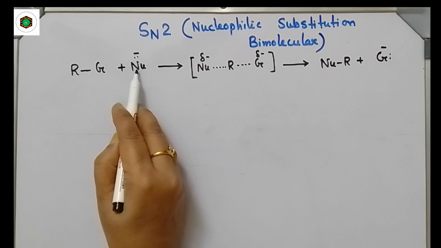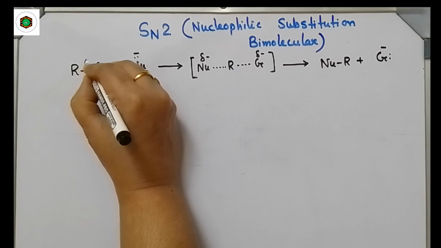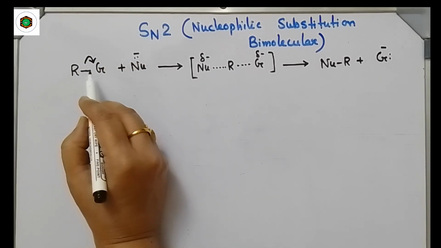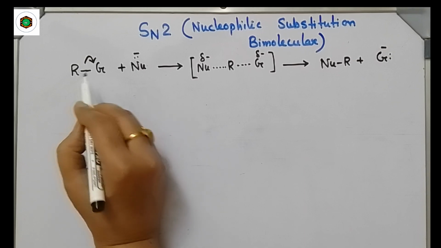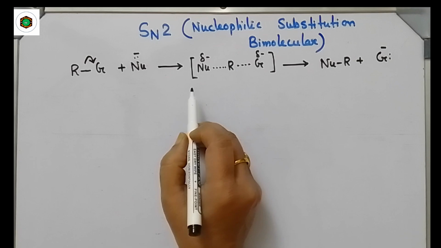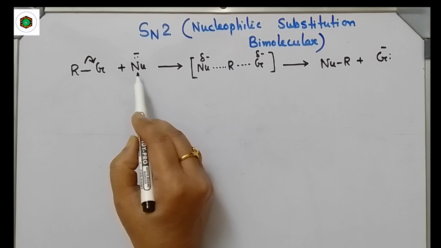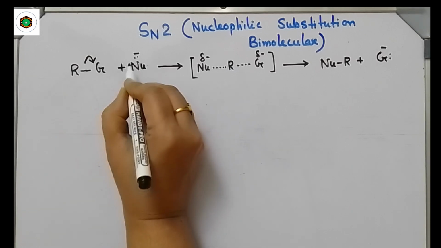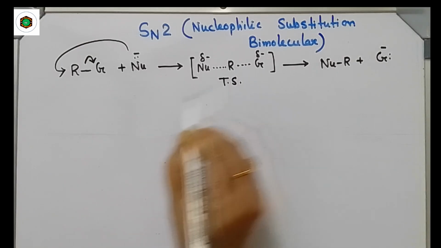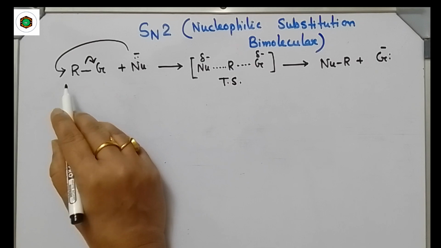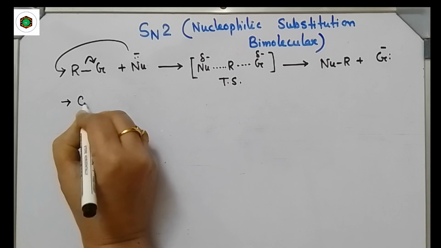Now see, this is the attacking nucleophile, this is the leaving nucleophile. In SN2 reaction, breaking of the bond between the leaving group and the carbon atom, and the making of the bond between the attacking or incoming nucleophile and the carbon atom, take place simultaneously. This is the transition state. So bond breaking and bond making both take place simultaneously. This is called a concerted step.